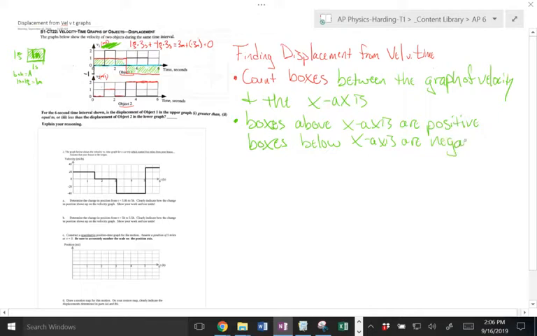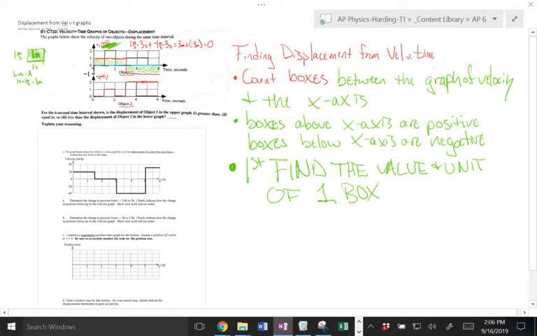But again, the thing that's going to throw people off more than anything, it should be rule 0. First, find the value and unit of one box. Okay? Do that, and you're going to have a much harder time screwing it up. Skip it like everybody and their mother does the first two-thirds of the year, and it's going to be problematic. So find the value and the unit of one box before you do any box counting.